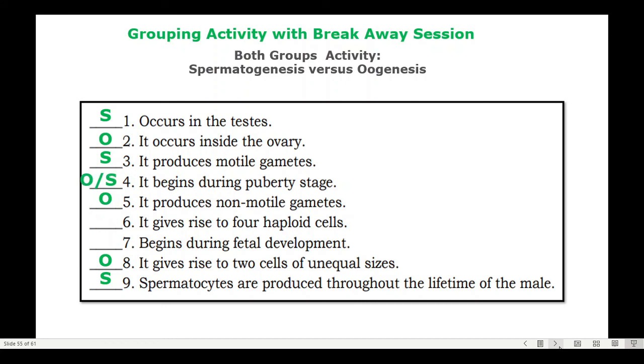Then, ito na yung both. Oogenesis and spermatogenesis begins during puberty stage. Give rise to 4 haploid cells. Lahat naman sila 4. And then, begins during fetal development. Okay?